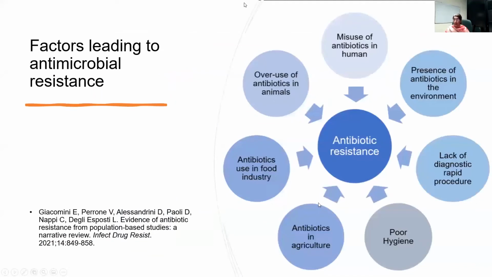The factors contributing to antimicrobial resistance: the main thing is the misuse of antibiotics in humans, then the overuse of antibiotics in animals, antibiotics used in the food industry and in agriculture, poor hygiene, the lack of rapid diagnostic procedures that results in a delay in definitive diagnosis, and prolonged use of empiric antibiotics.